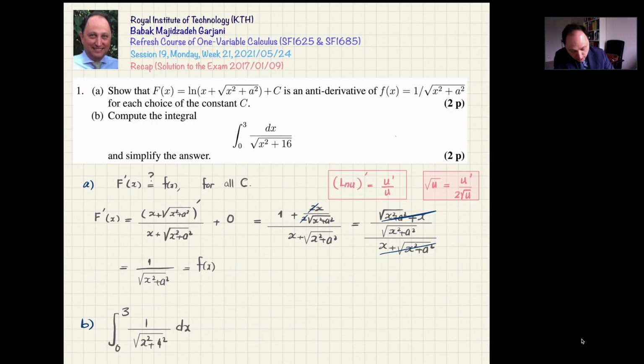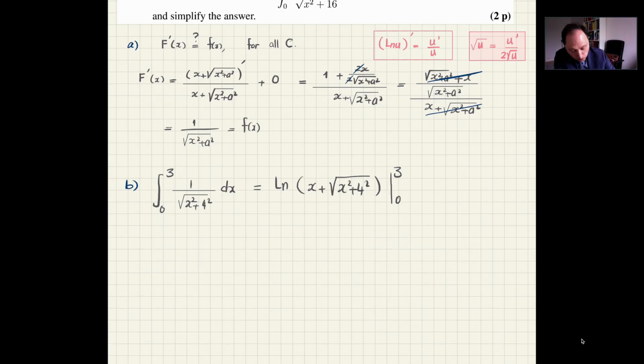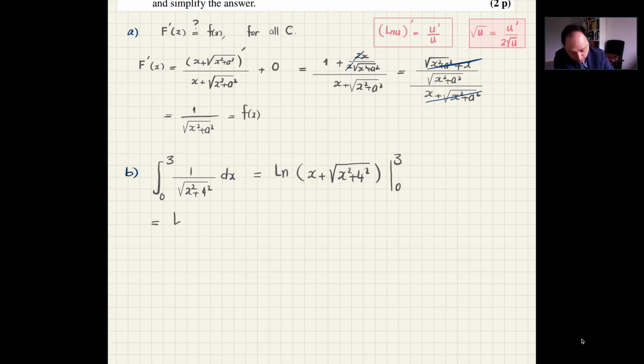But we just learned that this function by this form is a primitive function of this one. So the integral of this should be ln of x plus square root of x squared plus 4 squared. Of course, I should write c, but because this is a definite integral, I don't need to put c because c will be cancelled out. So I will write it from 0 to 3. Okay, and then I put 3.